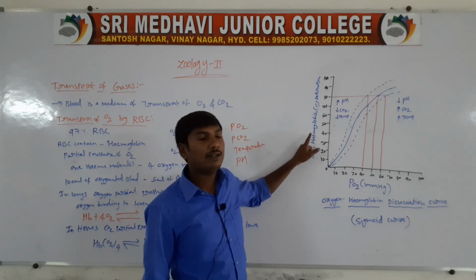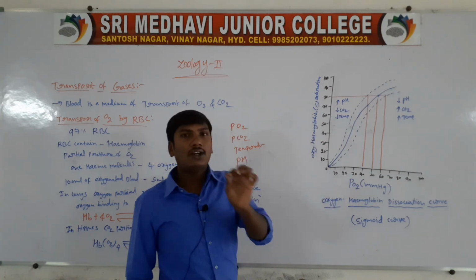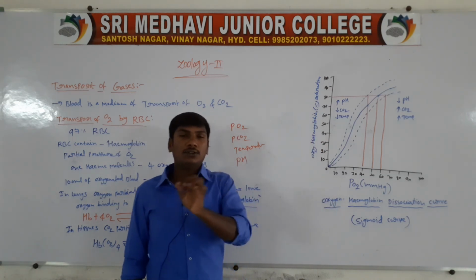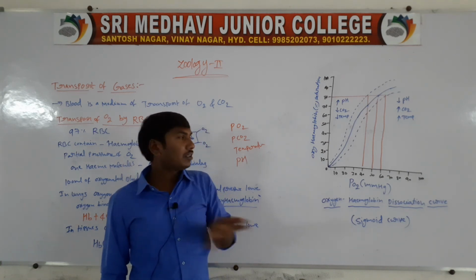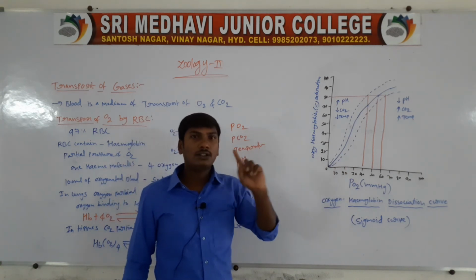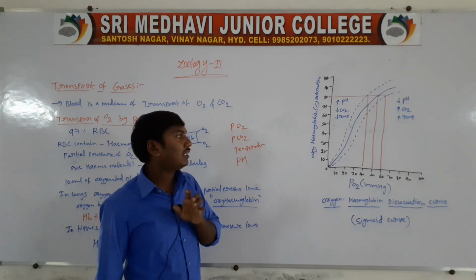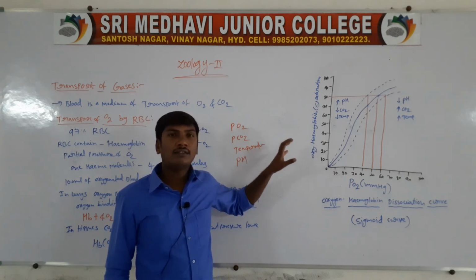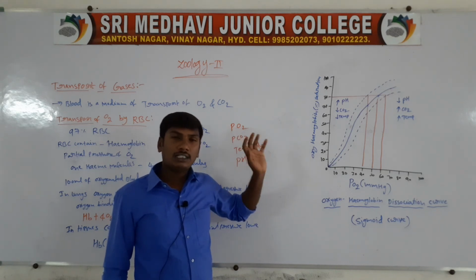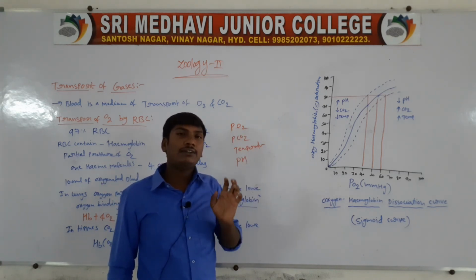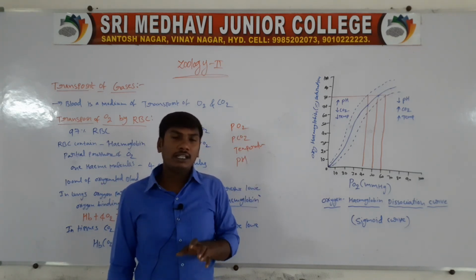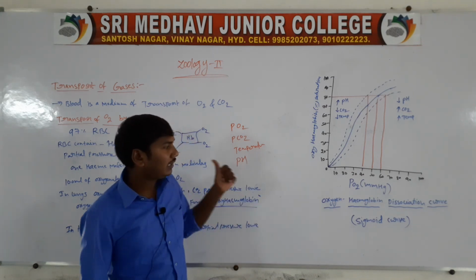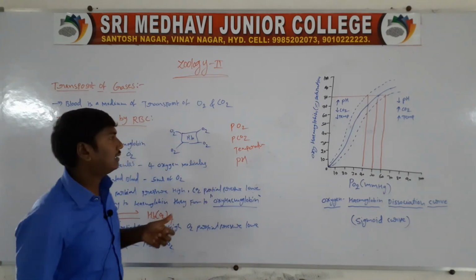Two marks, very important. Draw this graph, the oxyhemoglobin dissociation curve. Draw this diagram, two marks, very important. Its major function is the identification of the formation and dissociation of the oxyhemoglobin. So, this is the transport of the gases.